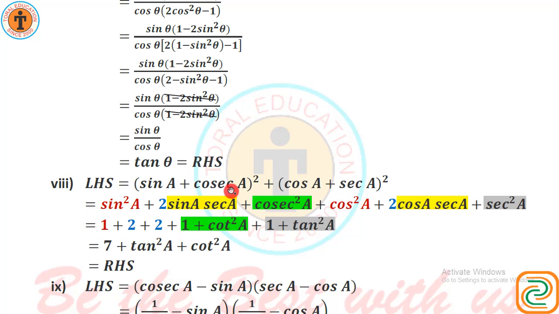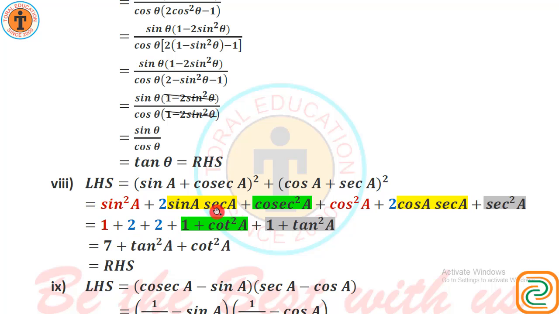Again cosec square A, right? Similarly here cos square A plus 2 into cos into sec whole square, therefore sec square A. Now what is this? Sin square A plus cos square A, I have taken into red fonts. So sin square A plus cos square A is 1, also red.